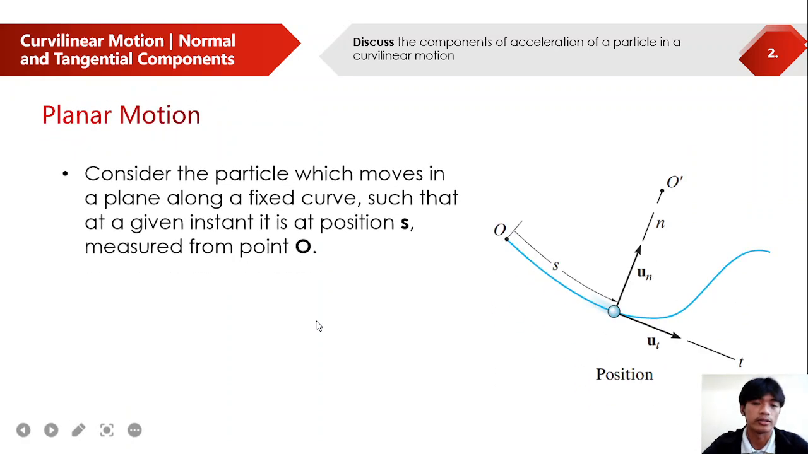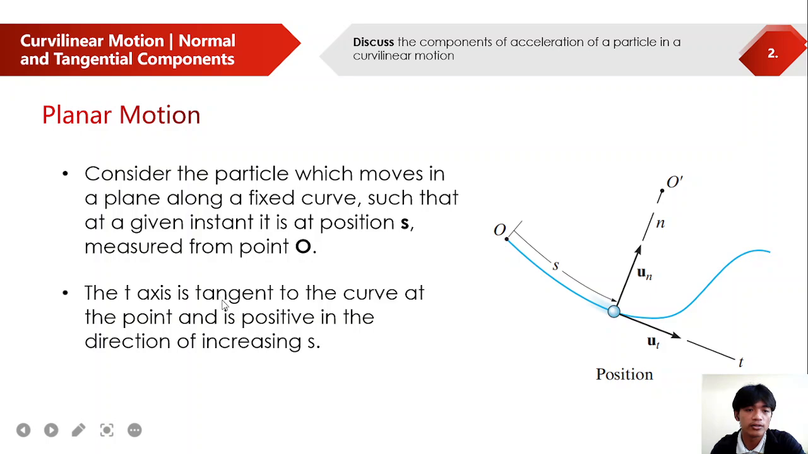So in planar motion, consider the particle which moves in a plane along a fixed curve such that at a given instant it is at position S, measured from point O. Okay? This is your distance or your position S. And this is your unit vector of your N or normal axis, and then the tangent axis. Okay? So the t-axis is tangent to the curve at the point, and is positive in the direction of increasing s.